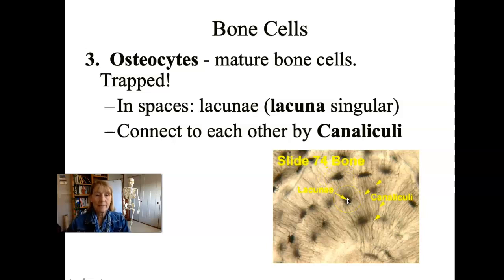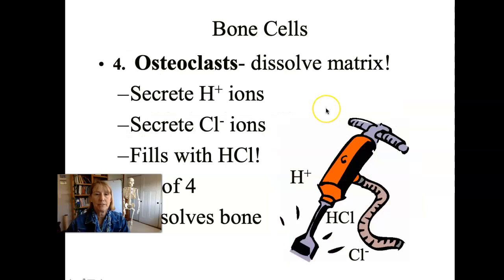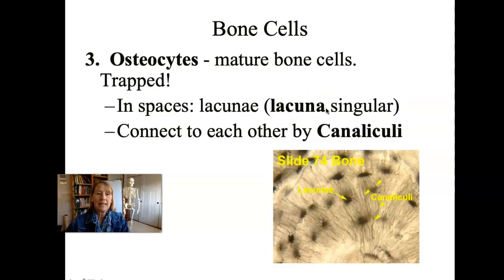Those spaces or caves are called lacunae for plural and lacuna for singular. They connect to each other through tiny little canals that allow the extension of the cell to reach one cell, reaching another one. A little canal is a canaliculus, and canaliculi is the plural. Anytime you see iculi here, it means little.